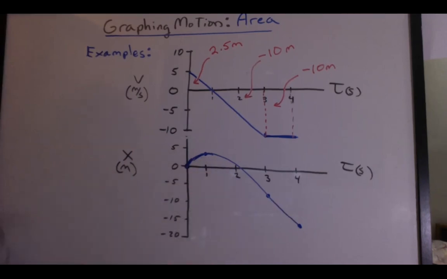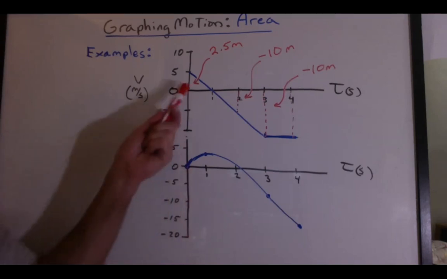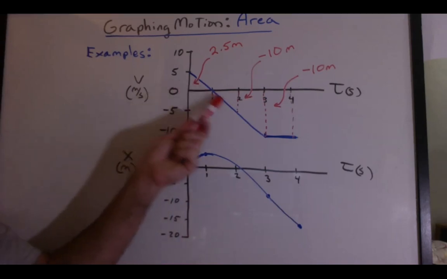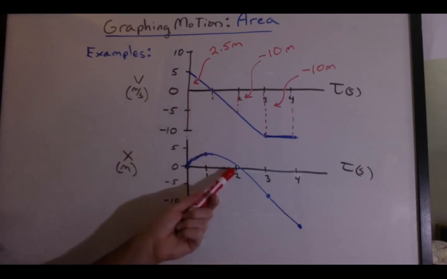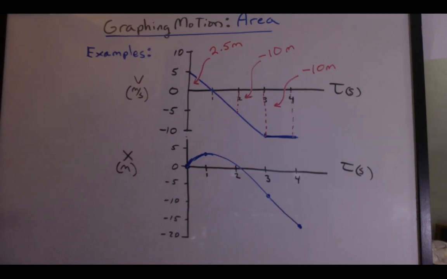Now, you'll do a better job if you did this on graph paper. Here's what I'm talking about. 2.5 meters for that triangle. Well, that should be negative 2.5 for that triangle. So at 2 seconds, I should be right back to 0 position. I missed by a little bit.